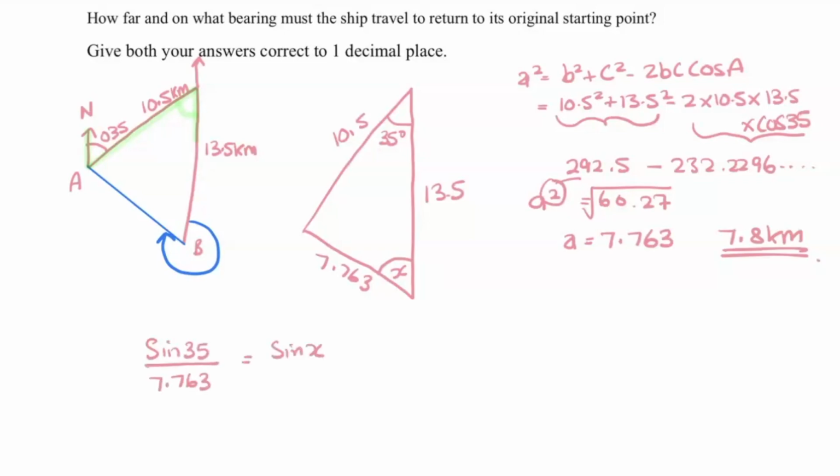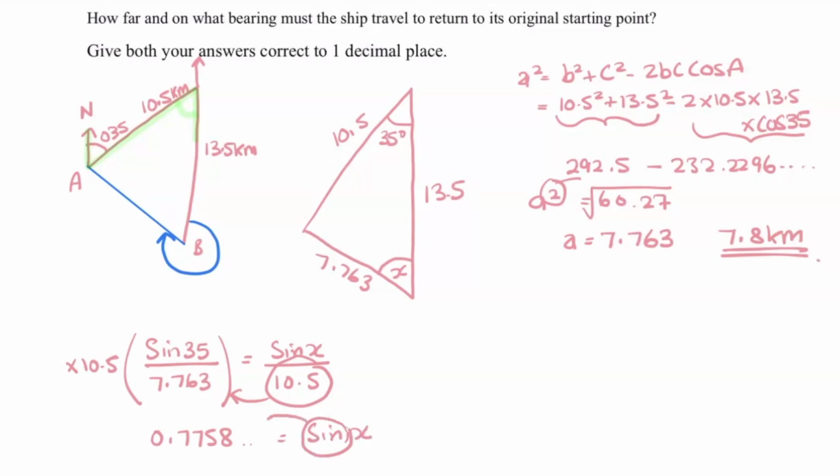Equaling sine x over 10.5. Now we're going to rearrange that. So this will come across and it's going to land as times 10.5. And when we do that, we get 0.7758 equaling our sine x.